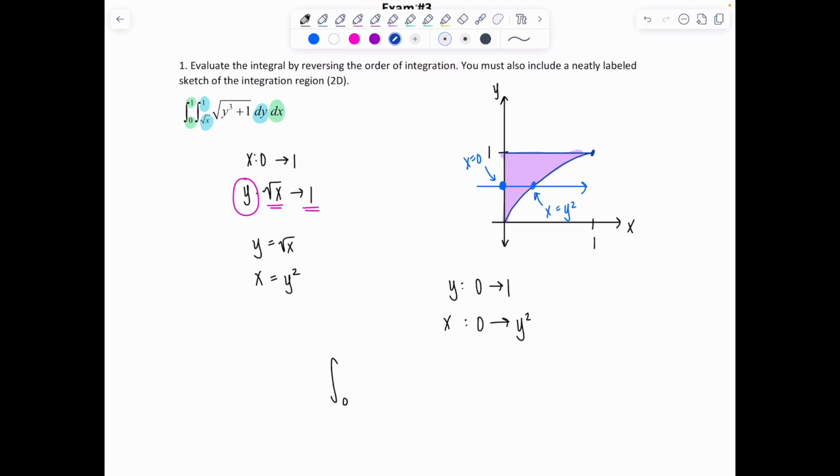So outermost limits are still 0 to 1. Limits for x are 0 to y squared. Then you have square root of y cubed plus 1, and now the order is dx dy. Now there is no algebraic trick to looking at the limits of integration and figuring out what they should be when you reverse them. You have to graph. You just have to. So embrace it.